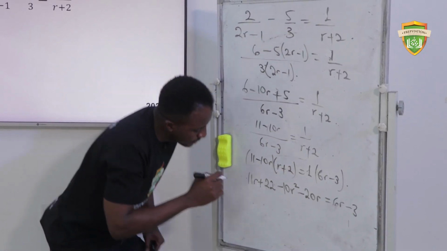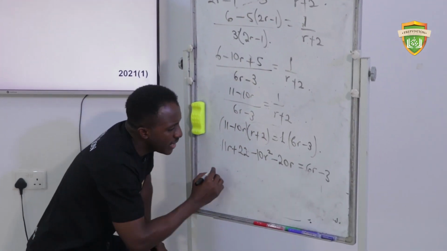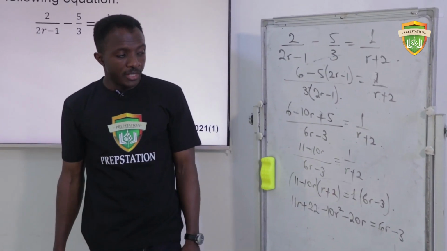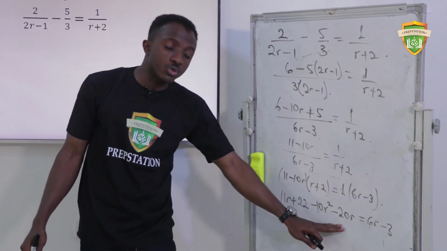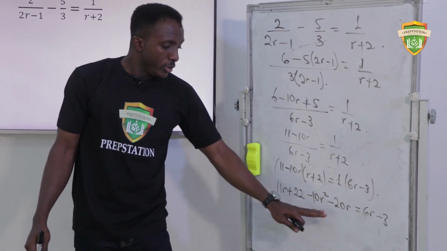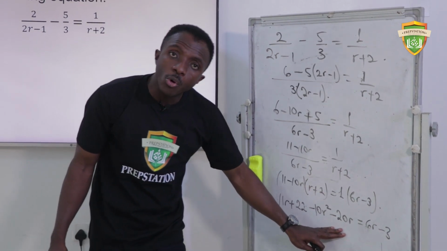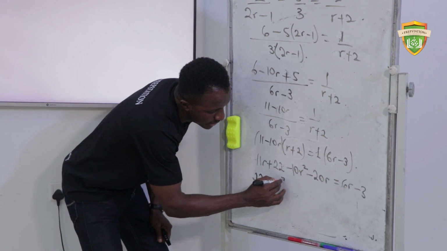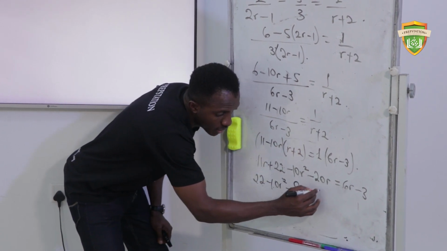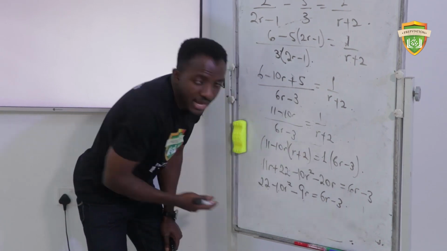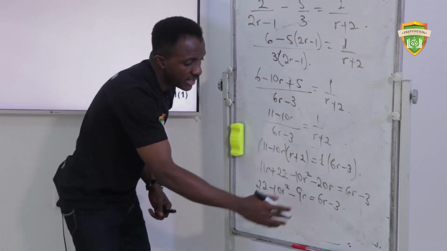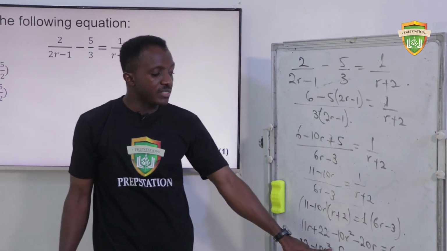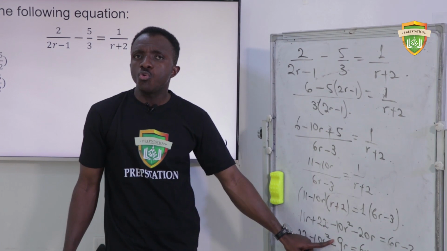Now before that, we have 11r minus 20r. This is plus 11, this is minus 20. So you have 11, you owe 20. When you pay your debt, you're still going to owe. You owe 9. So this is 22 minus 10r squared minus 9r equals 6r minus 3. So bring everything here so we can have 0 at the other end in an attempt to solve the quadratic equation. This is already quadratic. You can see the highest power of the variable here is 2.